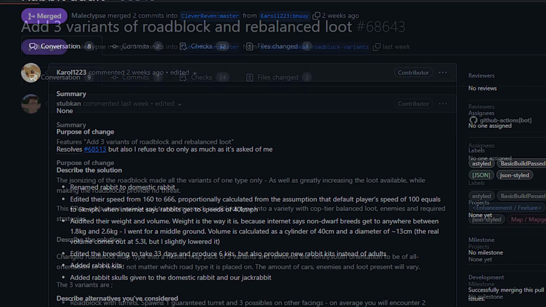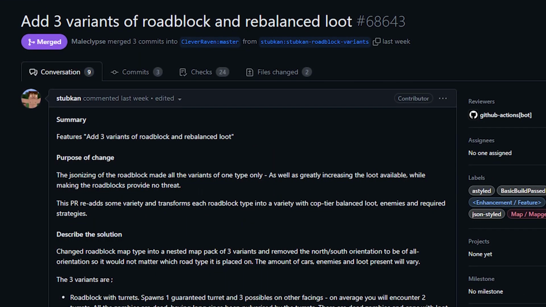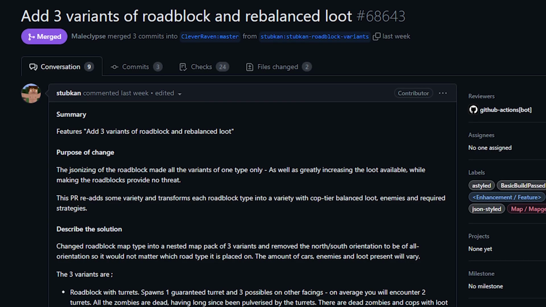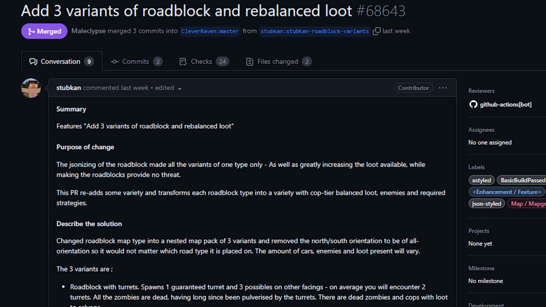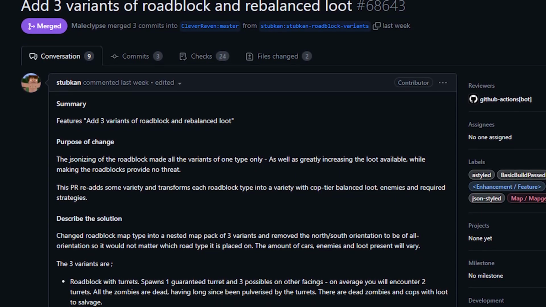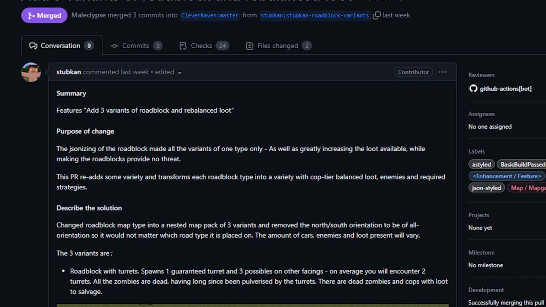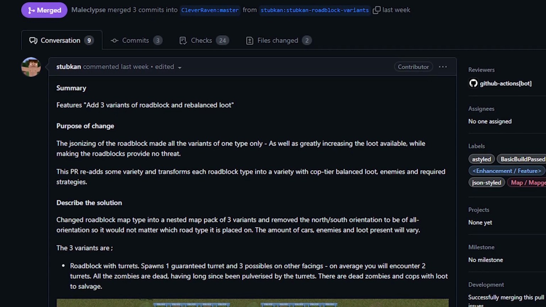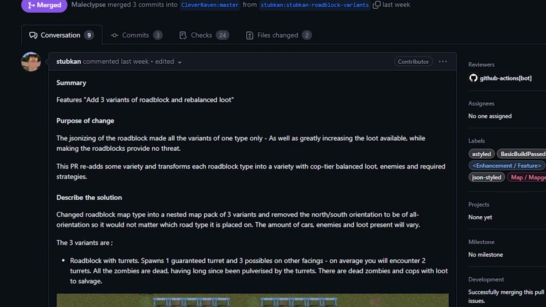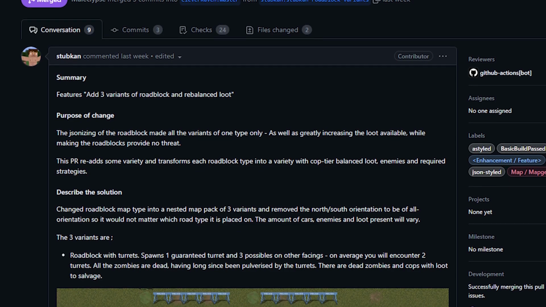Next up today from StubCon, we've got three variants for roadblocks and a rebalance to the loot that you're going to find there. Now, I'm sure that many of you have seen these roadblocks in the game, and they definitely have changed over the years that I've been playing. Nowadays, all these barricades tend to have the exact same layout with less than lethal turrets, a vehicle, or maybe two vehicles, I don't know, and a spotlight.